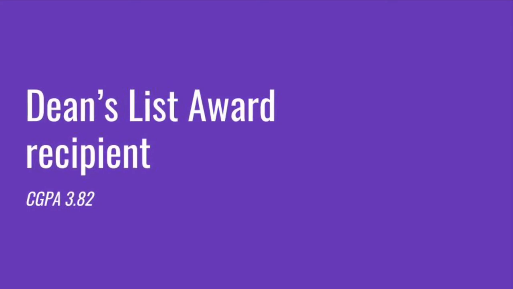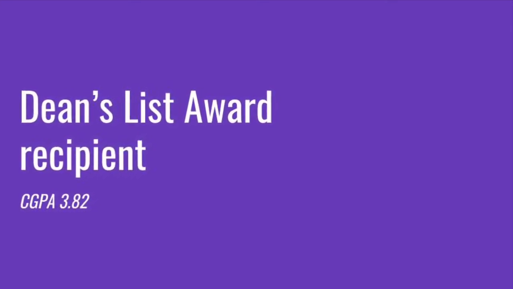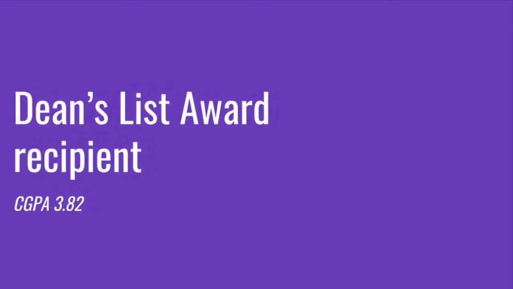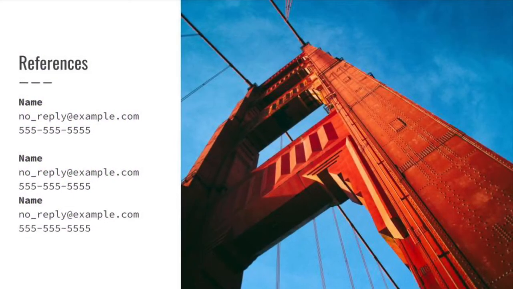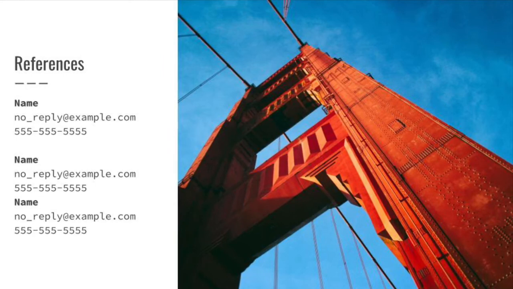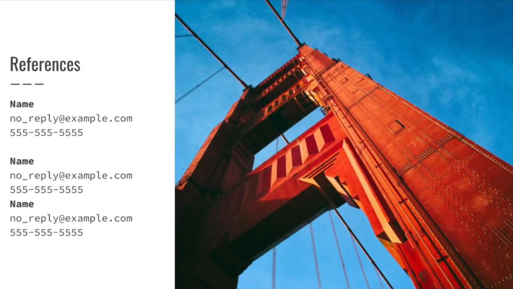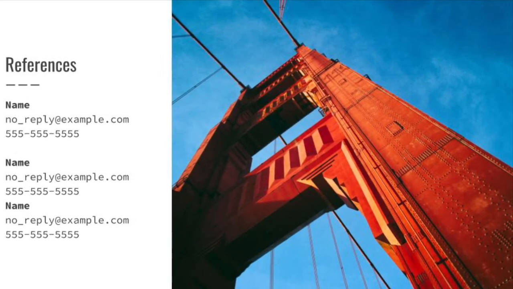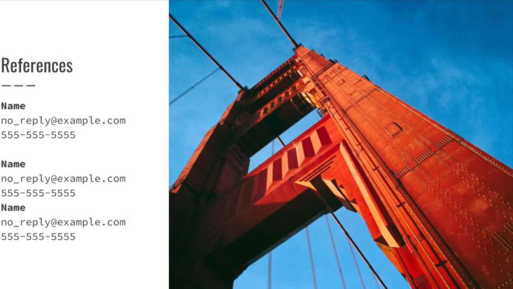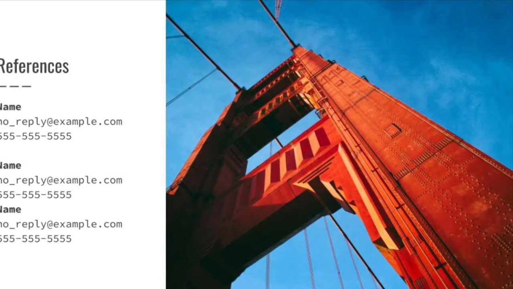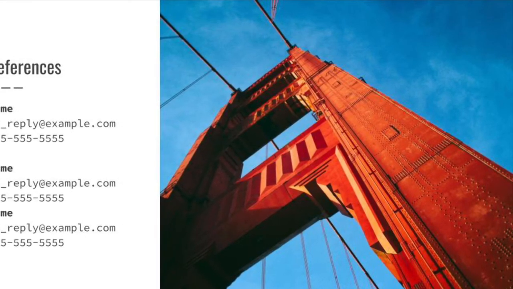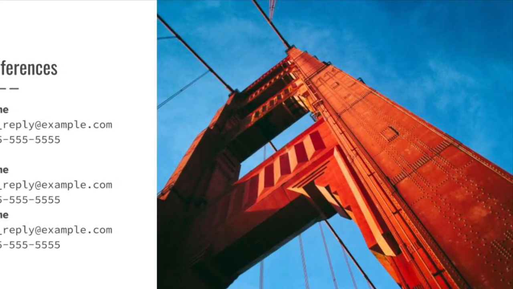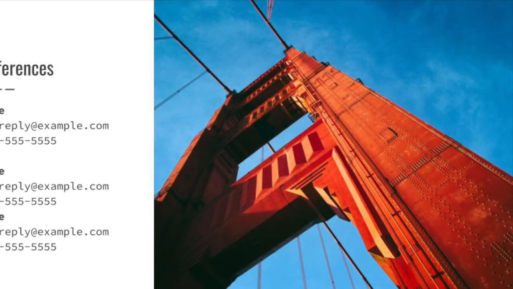Okay, this next section is where you want to include any types of awards that you've received. Then you want to include your references. At least have three credible references, and I do suggest that you ask your references before putting their names on your reference page, just to make sure that it is okay that you use them as a reference.